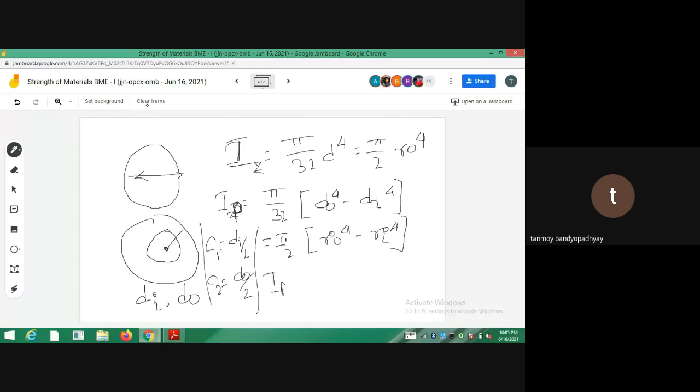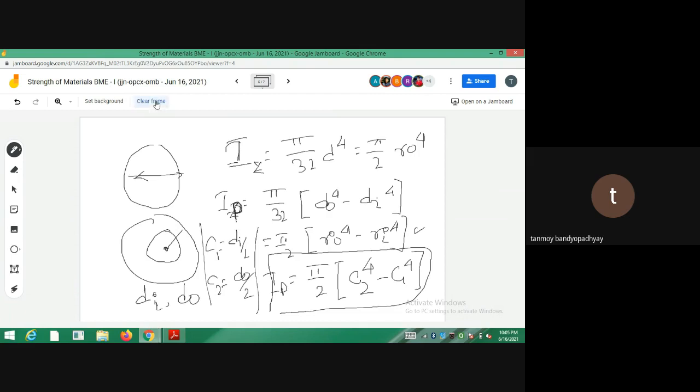So Ip for a hollow shaft is pi by 2 into R0, sorry, so R0 is C2. So C2 to the power 4 minus C1 to the power 4. This is the notation given in the book of Beer-Johnston. If you go to any other book, they might have followed R0, Ri. So don't get confused. C2 and C1 are just R0 and Ri respectively.